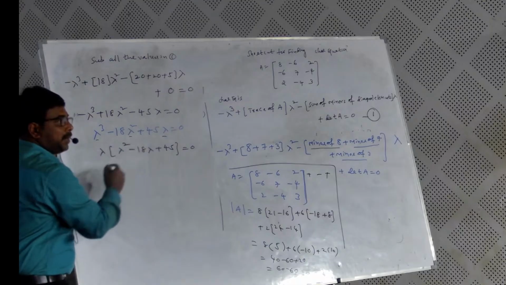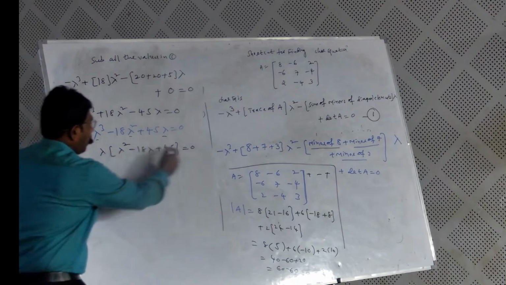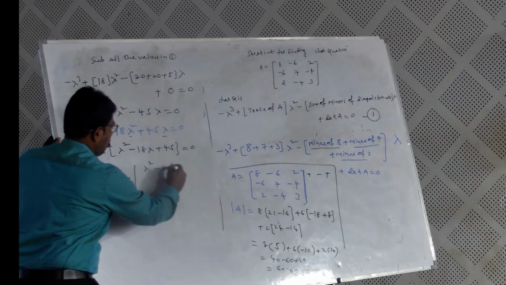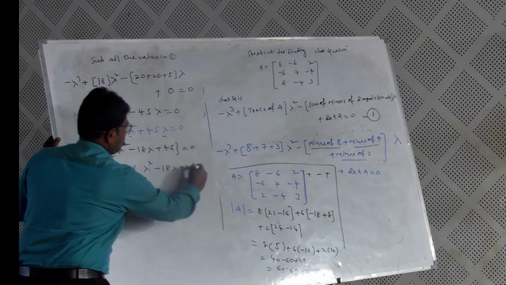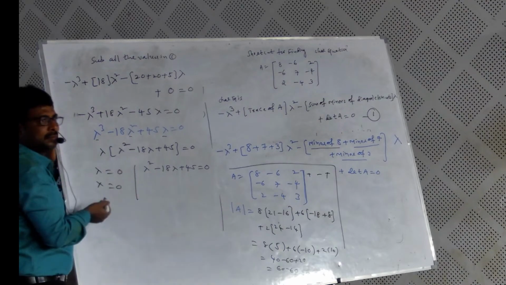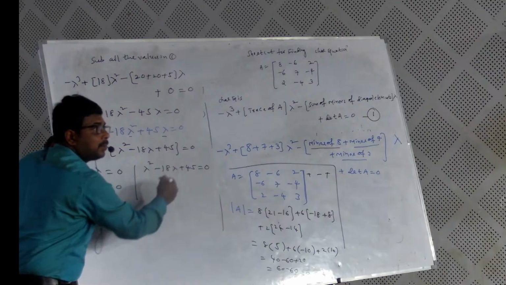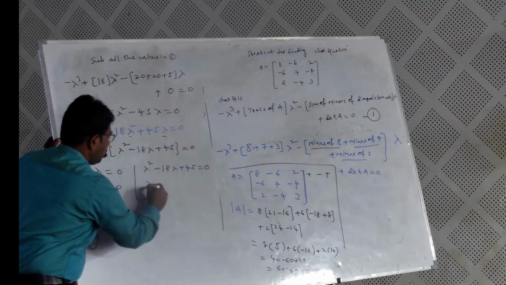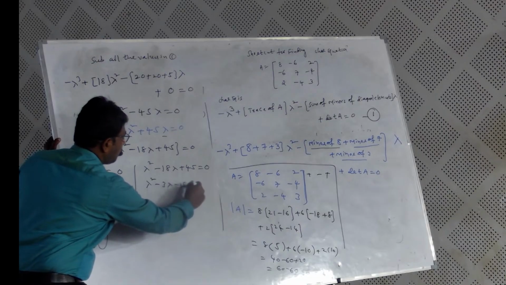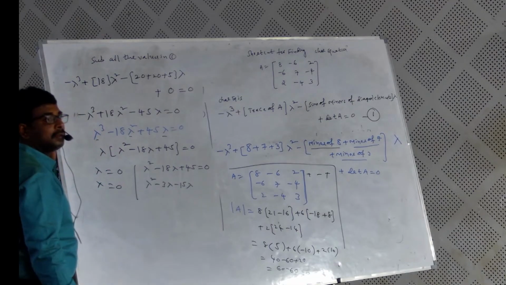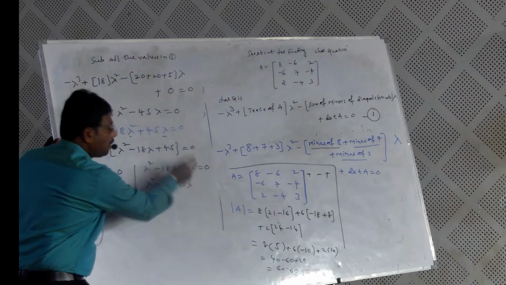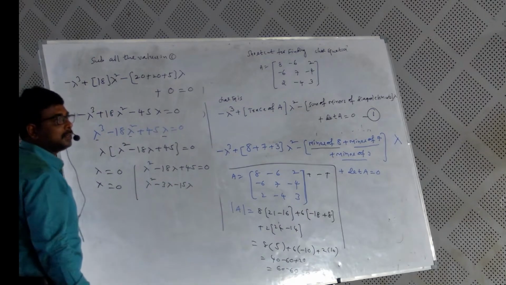Now I split into two equations. Lambda equal to 0, and the other factor. How do you find the roots here? 45: 45 means 3 and 15. 3 and 15 add to 18. 3 into 15 is 45. That is the logic.